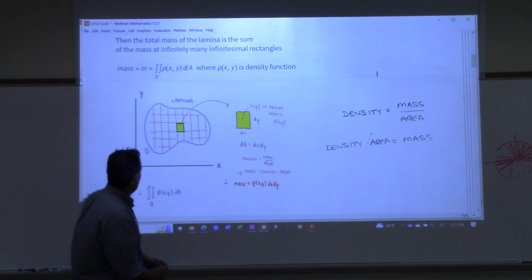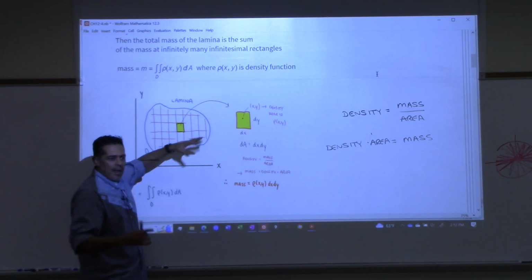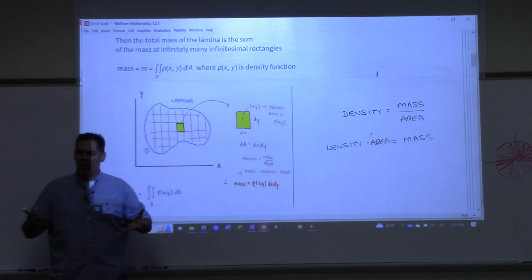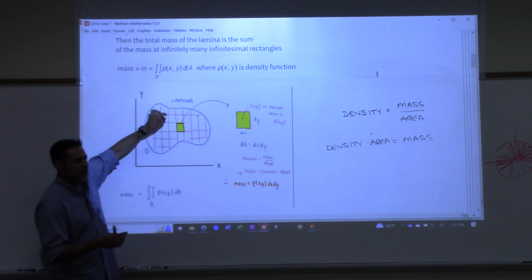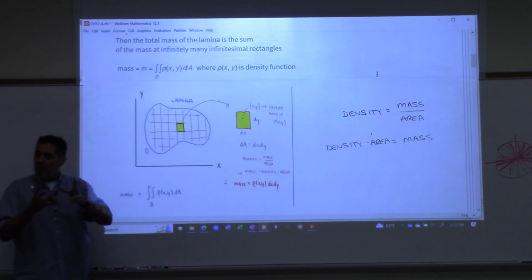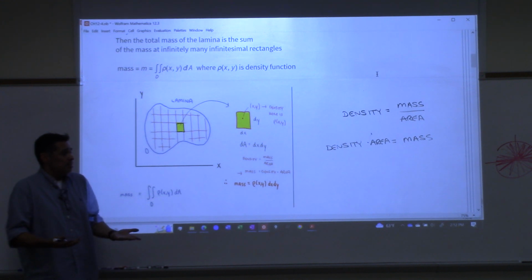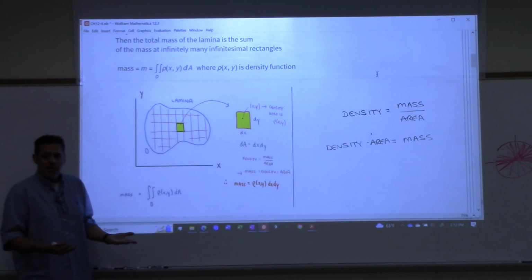And if I do that at every single one of these little infinitesimal patches and add them up, I will get a total mass, right? It's like a mass at each infinitesimal little patch we will find a number for, and then we add them all up, and that gives you the total mass of the lamina. Does that make sense to you? Like how this is going to be a double integral?